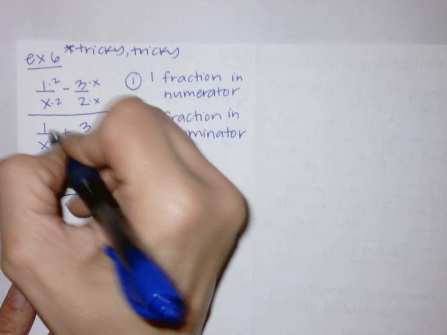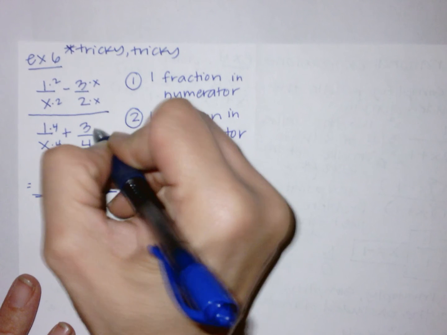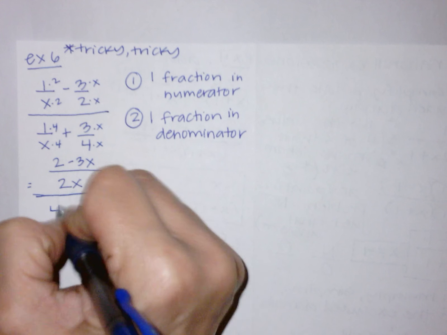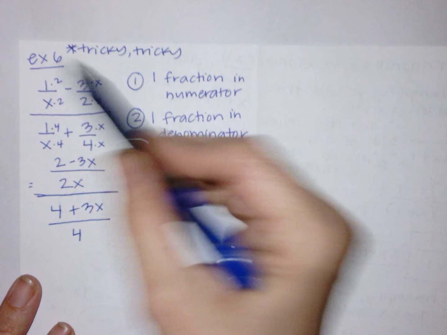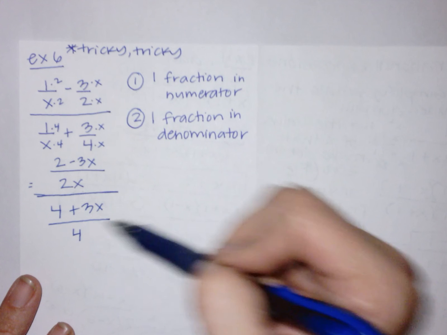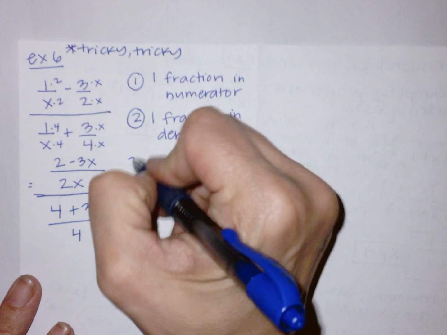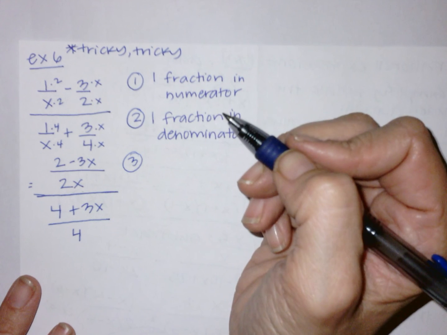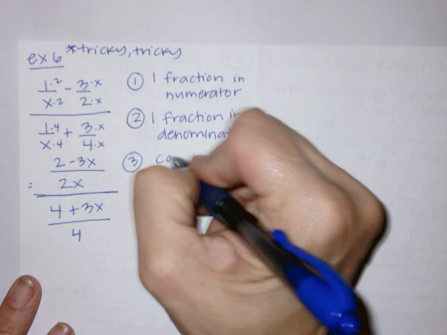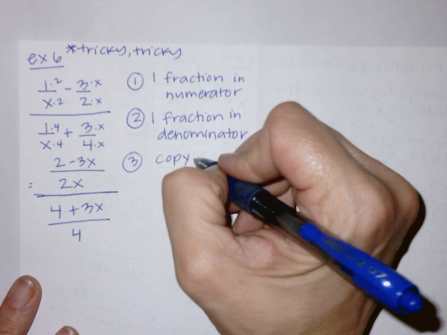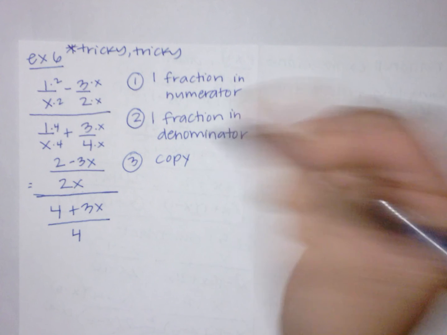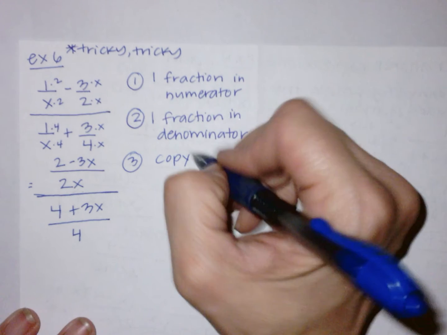So this one needs a 4, and this one needs an x. So we get 4 plus 3x over 4x. So I have a single fraction in my numerator, a single fraction in my denominator, and then next I need to copy dot flip because all fractions are really division, which you can convert to multiplication.